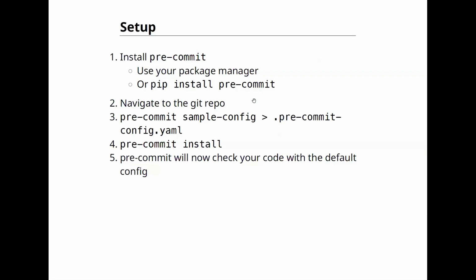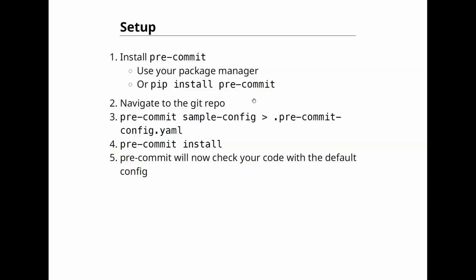Setup: you have to install pre-commit, using your package manager. Most package managers have pre-commit, or you can always use pip because pre-commit is written in Python, so you can always pip install it. You navigate to your Git repo, and pre-commit comes with a nice simple sample configuration, which fixes white space and does some other things, like removes new lines at the end of the file because they're doing nothing. So that's the sample config.